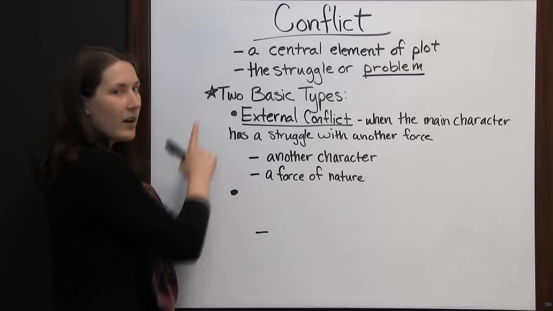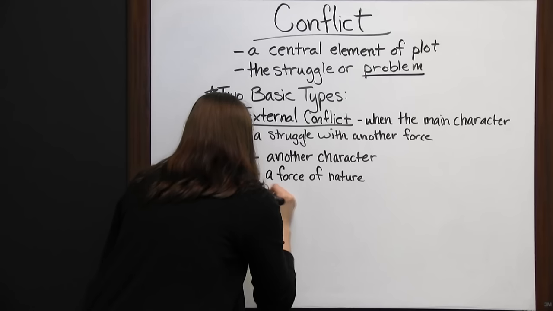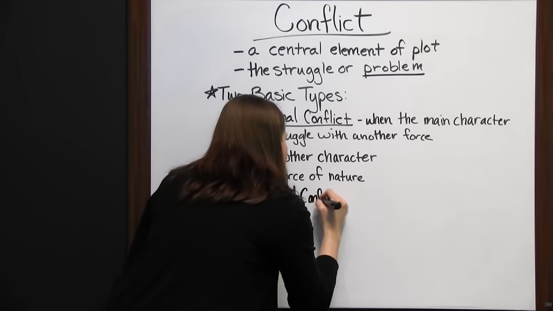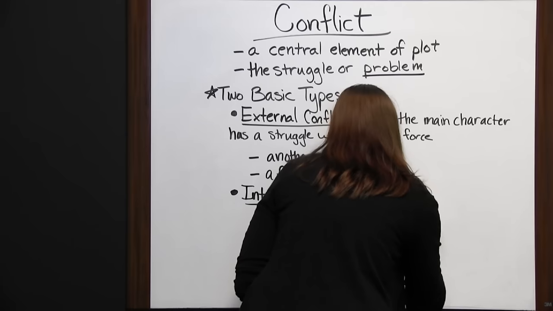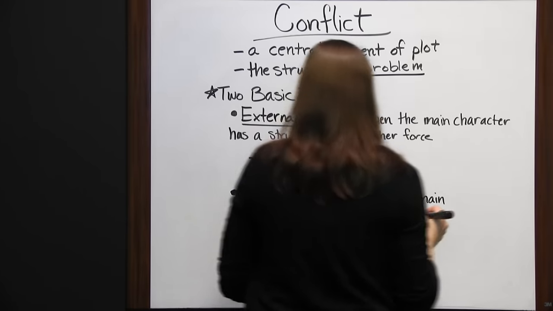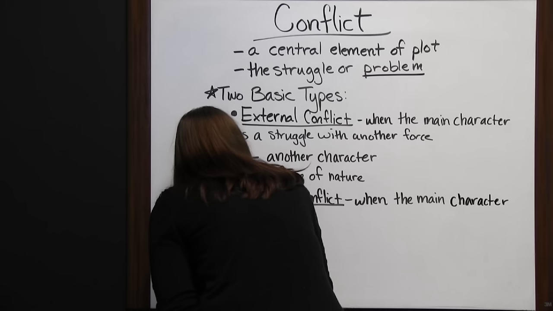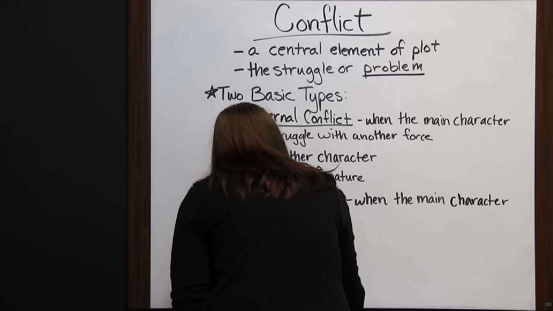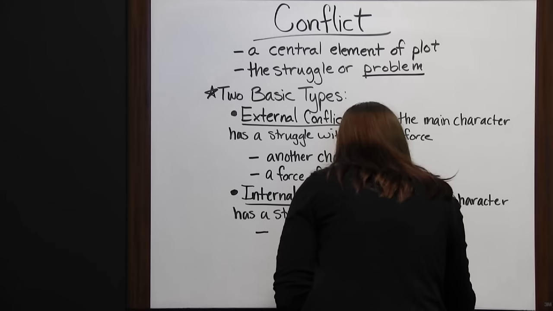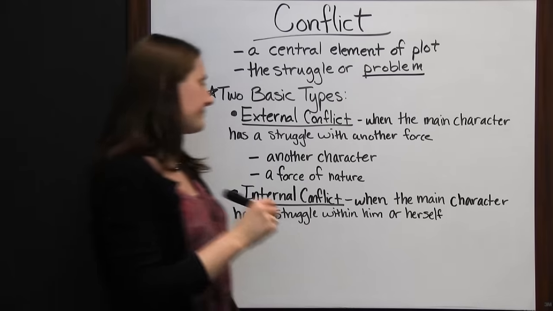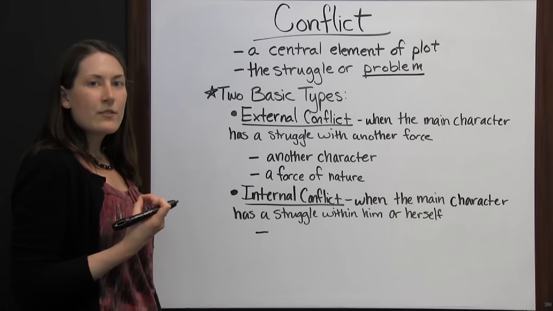The other basic type of conflict would be an internal conflict. So we had external, where the problem was outside. So internal conflict is when the main character has a problem that they're struggling with internally. So when the main character has a struggle within him or herself, it isn't anything outside. It isn't anything other people are affecting. So they could influence it with their actions, but the problem is really going to reside within that person.